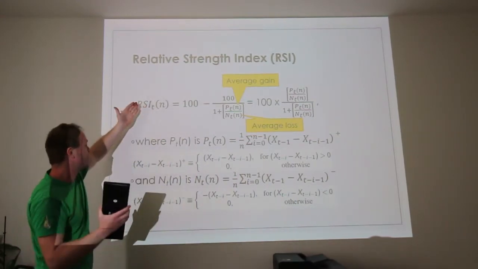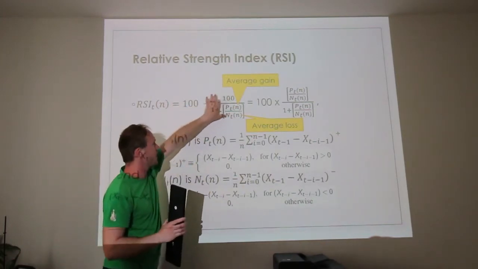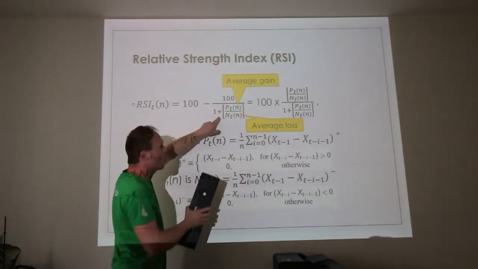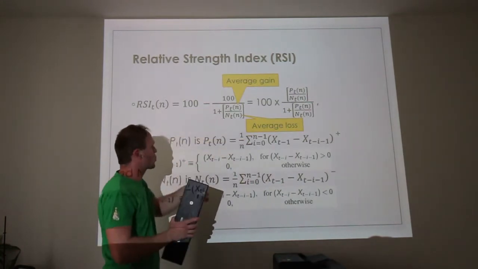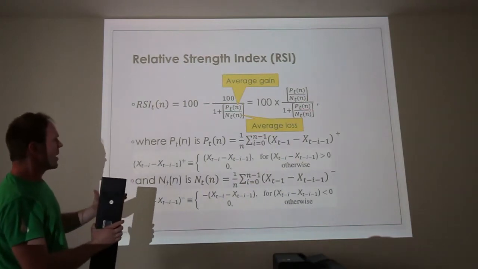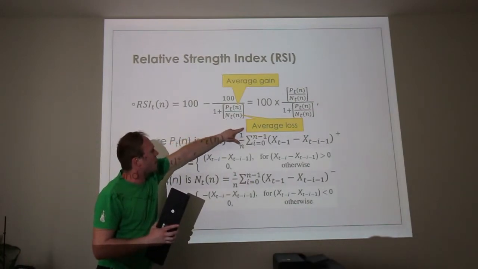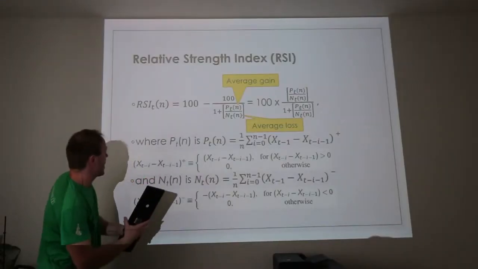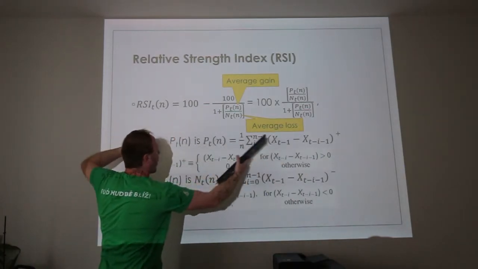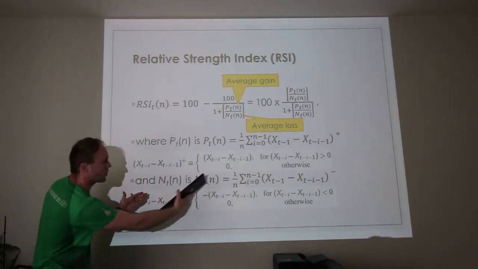The relative strength index in time t for period n is calculated as 100 minus 100 divided by 1 plus a ratio, and in the square parenthesis we have the price in time t for period n. We have here the description: what is P in time t for period n, and how to calculate this PD, and of course the description of N in time t for period n.